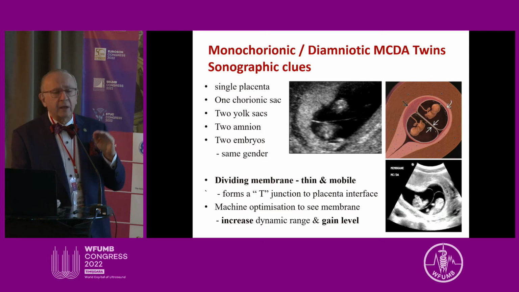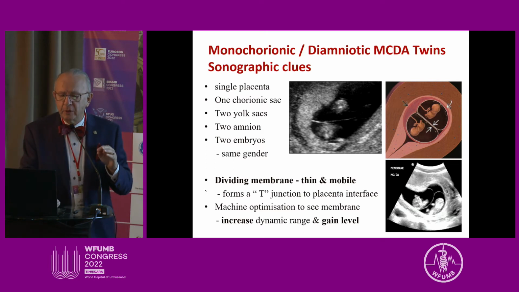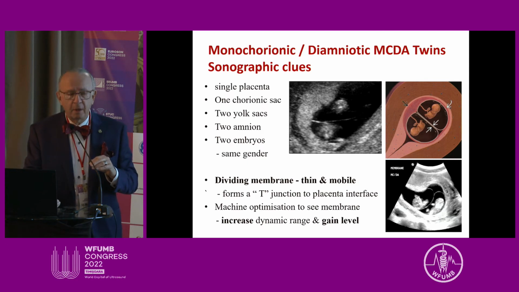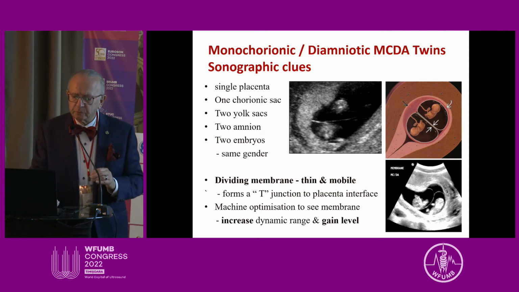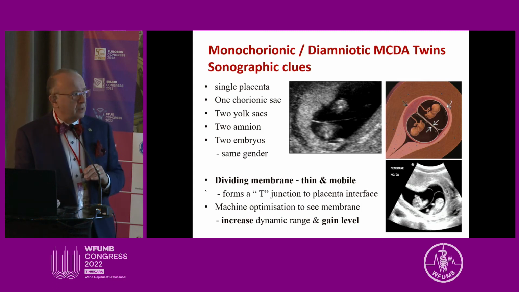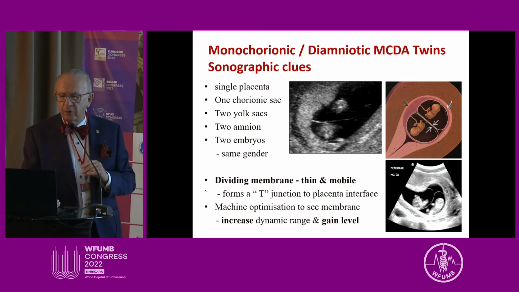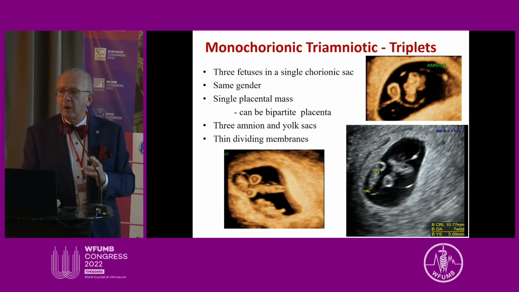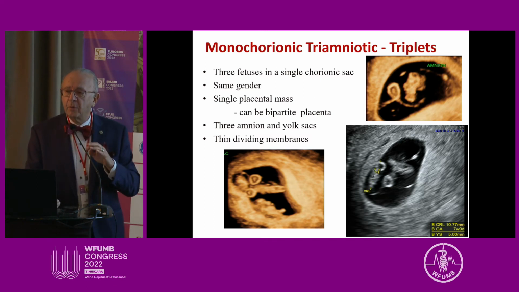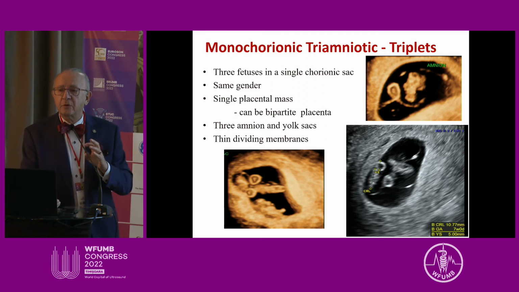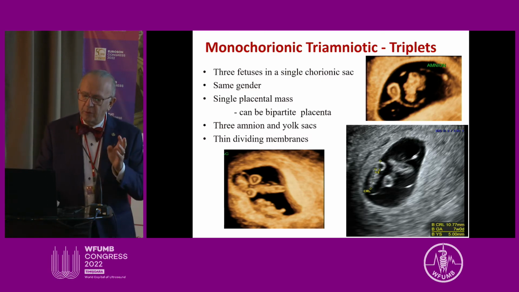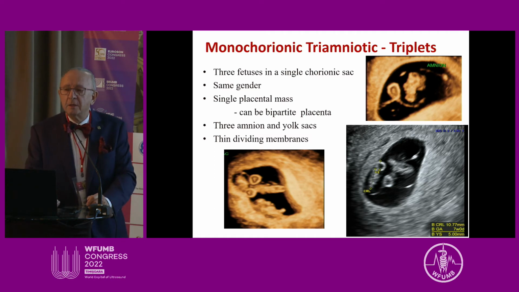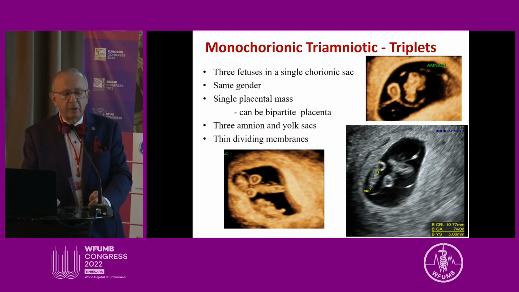Now, if we look at the dividing membrane in monochorionic diamniotic twins, it's very, very thin, it's mobile, it floats, and there are ways to be sure that you look at the membrane. Now, you can have the same phenomenon with triplets. You can have 3 fetuses in a single chorionic sac, and then you have monochorionic triamniotic triplets, same gender with the limitation that I just said, single placental mass, 3 amnions, a yolk sac, and a thin dividing membrane.